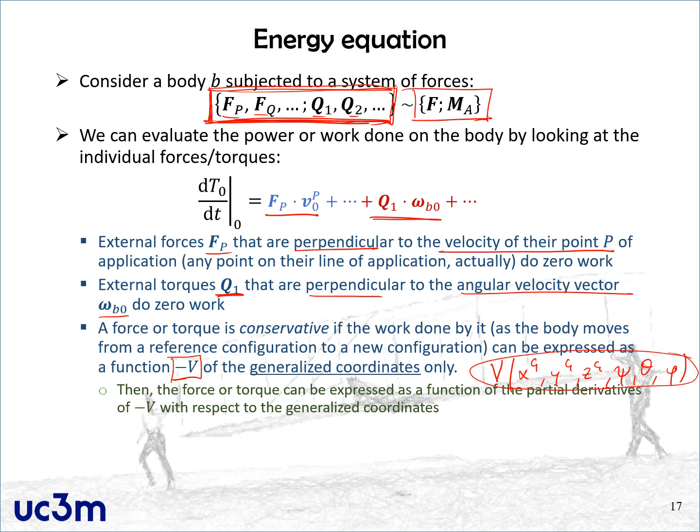This function may be more or less complicated depending on the coordinates that you are working with, but the force or torque can always be expressed in terms of the partial derivatives with respect to the coordinates. So you see, this is the generalization of the definition of a conservative force that we had seen in the context of point particles to conservative forces or torques in the context of rigid bodies.